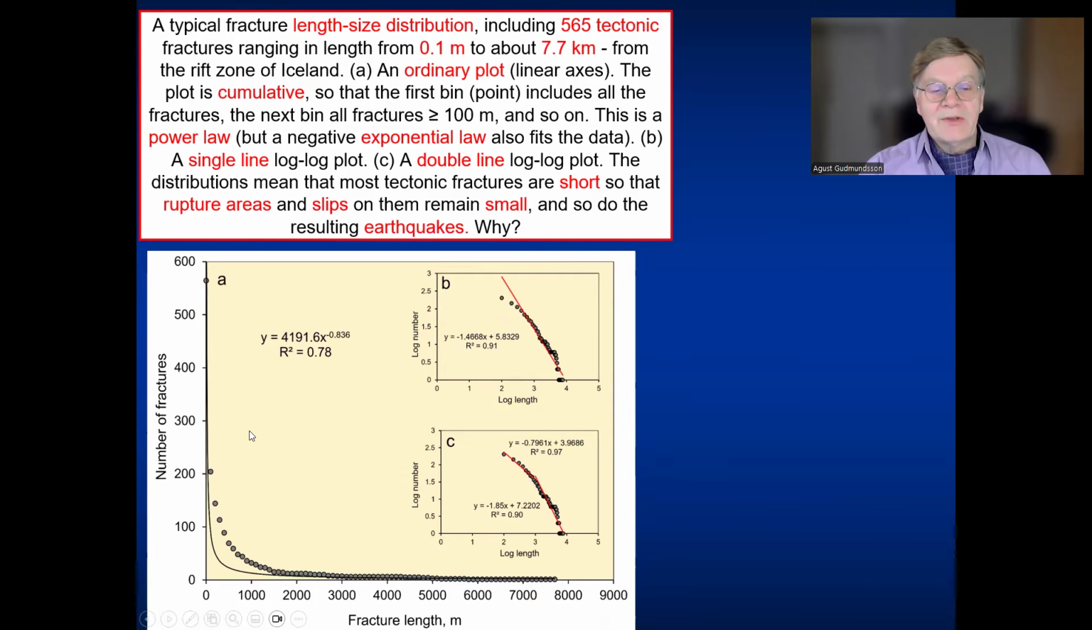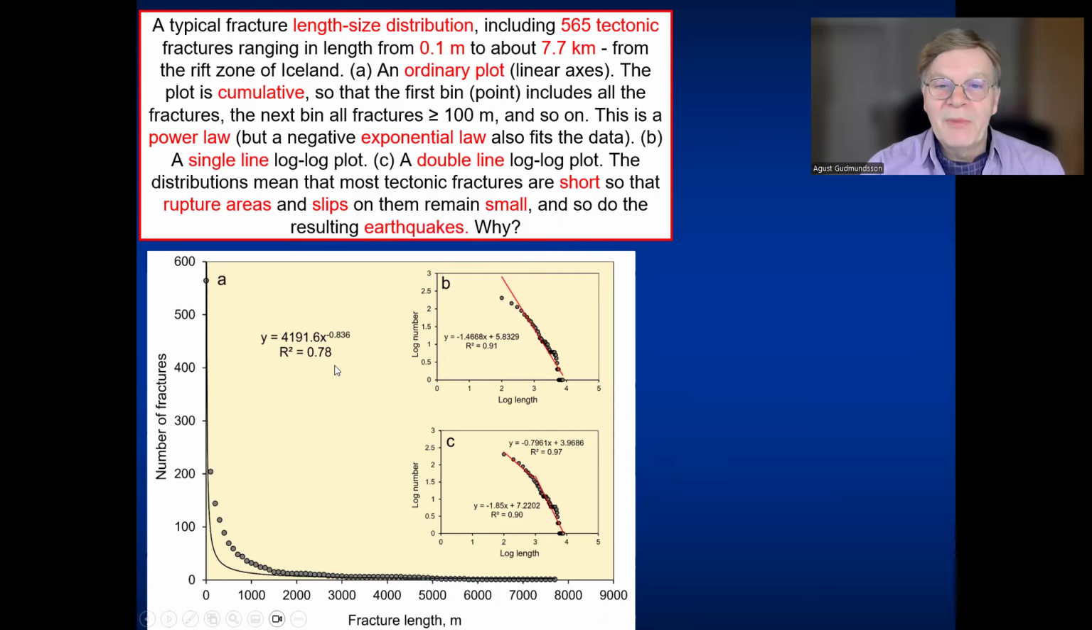But the main point here is to show you that we have this distribution, that we have a lot of small fractures. And then gradually, as the fracture size increases, the frequency goes down, and then there's only a very few large fractures. Now, these are plots where we have so-called cumulative distribution, meaning that in the first bin or first point here, there are all the fractures. In the next one, all fractures larger than or equal to 100 meters. The next one, larger than or equal to 200 meters, and so on and so forth. That's how you get this kind of distribution.